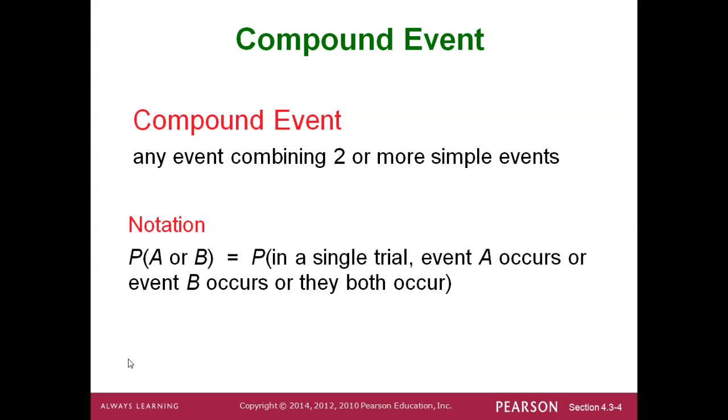All right, compound events. Section 2 was about simple events, where one thing is happening. Compound events are what we're dealing with here: combining two or more simple events. That's what a compound event is. Notation: the probability of A or B means the probability that in a single trial, event A or event B or both of those happen.